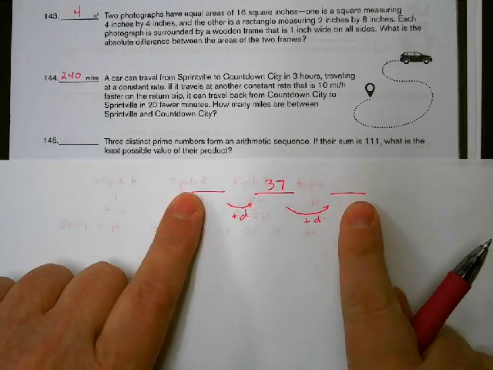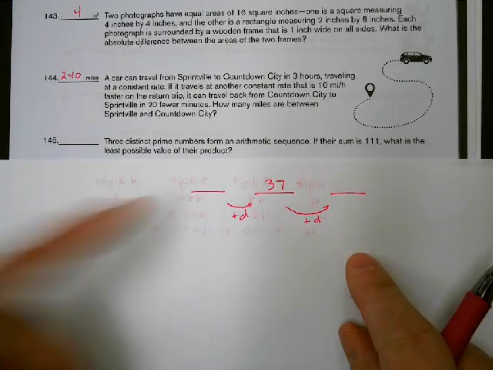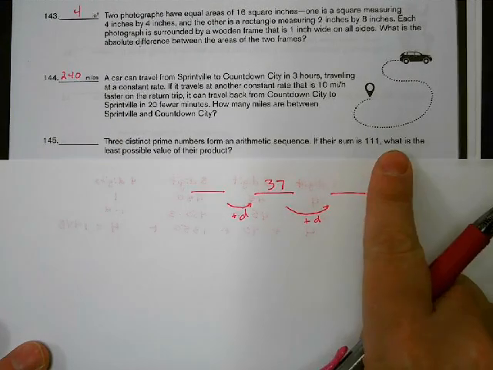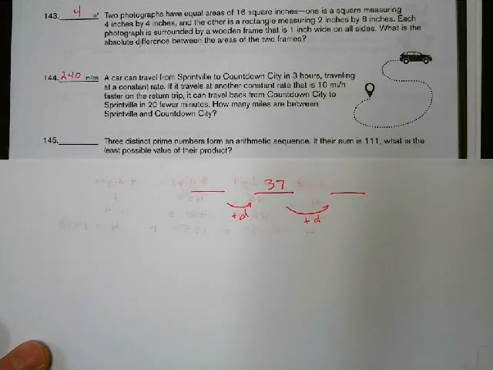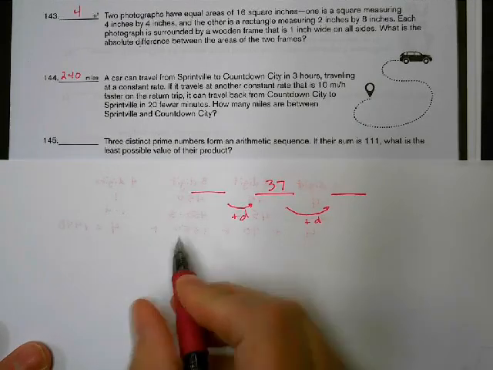And if you think about it, there's a ton of different numbers that we could use. So what they said is, what is the least possible value of their product? Okay, because there's more than one way to do this. So let's just write down some of the prime numbers. The lowest, and here's another thing that I know.